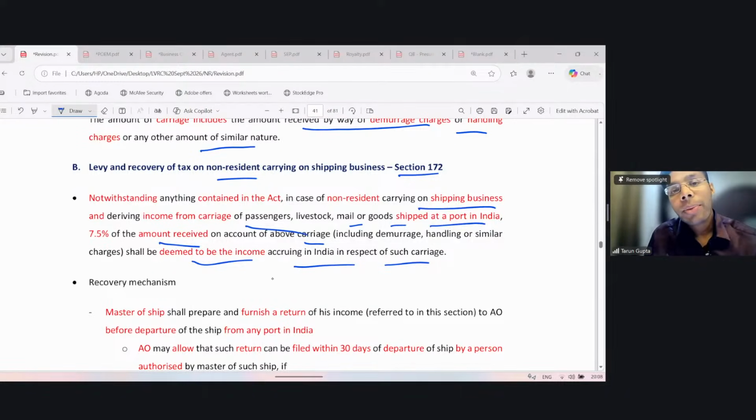But 172 is applicable only in respect of receipts from passenger or goods shipped from any port in India. Though 44B used to apply on both, whether the passenger or goods are shipped in India or also in respect of freight received in India. But 172 only applies in respect of one, that is freight in respect of passenger or goods shipped from any port in India.